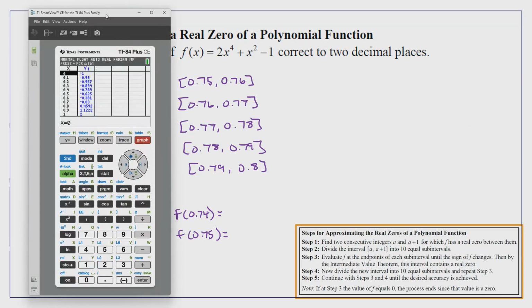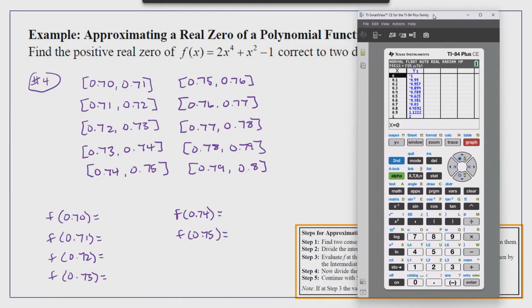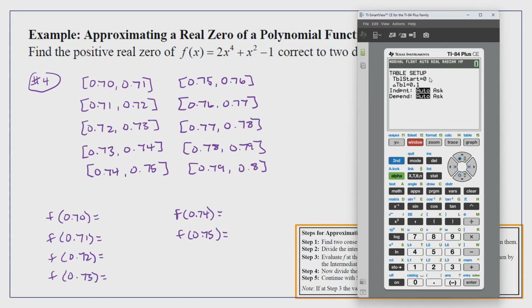All right. So now I want to change my table a little bit because we have a different starting value and we're going by a different change in our table. So let's go to table, second window to go to the table set. I'm going to start at 0.70, and then my table change is going to go by 0.01 this time. I'll press enter to lock that in, and then second graph to go to my table.